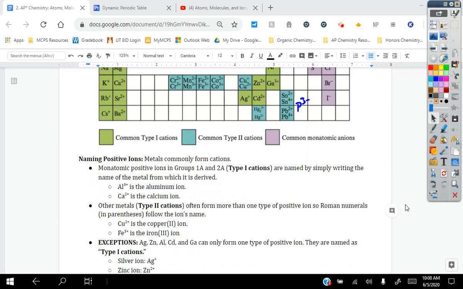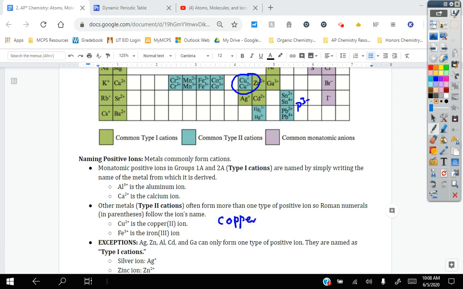When we're referring to type 2 cations, since there are multiple possible charges and oxidation states, we need to use Roman numerals to tell us the charge. So you'll see copper, for instance, has a +2. In this particular example, I'm using the copper 2 ion because it's a copper 2+ charge. If I was referring to the copper 1 ion, that is referring to Cu+.